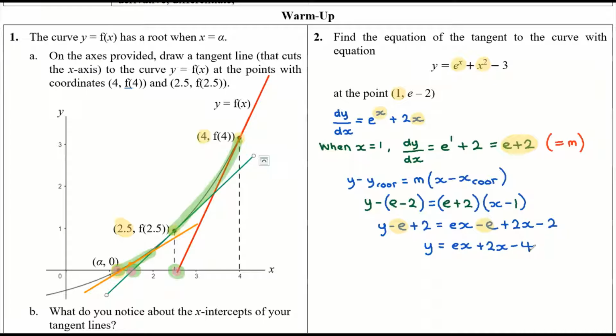Okay, and we can actually factorize this. So we have y is equal to (e plus 2) lots of x, subtract 4. So we've got the gradient back. It's in the form y equals mx plus c now, and we now have the y-intercept here, which is your plus c. So c is obviously negative 4. Okay, so just in case you are asked to find the equation in a particular form, that's how to do it.